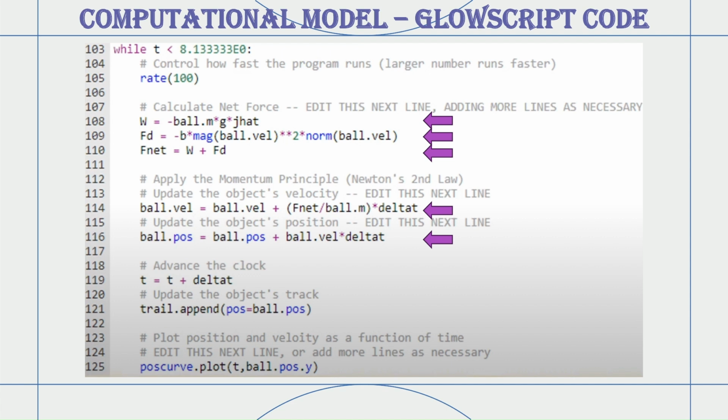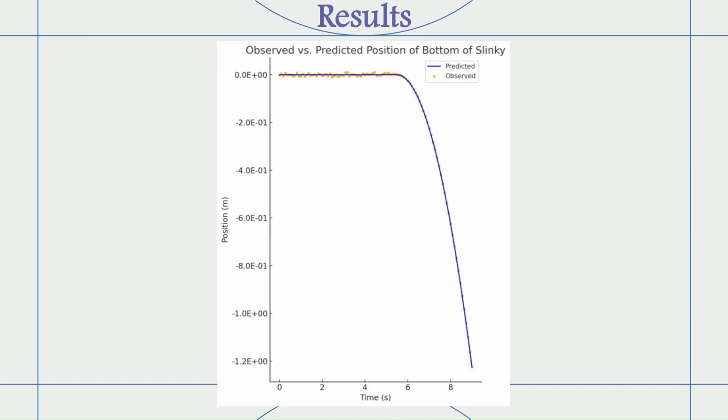Here are the results, and we have a graph comparing the observed versus predicted positions of the bottom of the slinky. The blue line represents our computational model, while the orange dots show the actual data tracked using the Tracker software. As you can see, the model closely aligns with the real-world observations, especially when the bottom of the slinky remains stationary. However, there are some fluctuations, particularly when the slinky begins to fall.